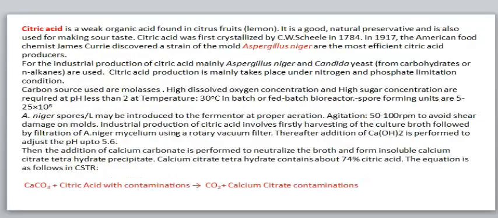Now, how does the production of citric acid take place? What is citric acid? It is a weak organic acid found in citrus fruit. It was first discovered and crystallized in 1784, and thereafter it was discovered in Aspergillus niger. It was found that it is a producer of citric acid.